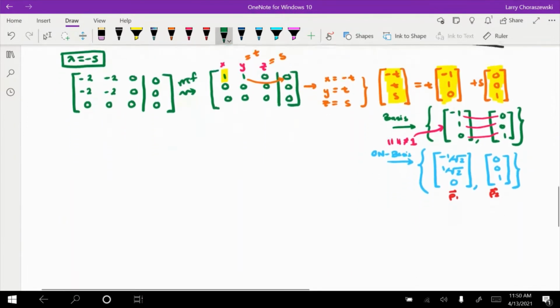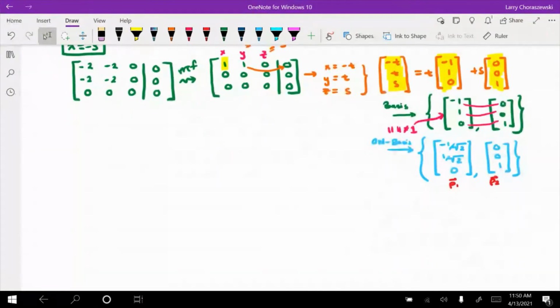Your mission, should you choose to accept it, is to find the basis for lambda equals -1 and ensure that the basis is orthonormal. So I'll give you a few minutes to work on this. We'll go over the results, and then we'll construct the matrix P.